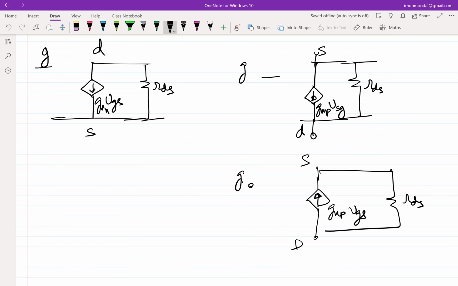Any questions? Pardon? No, I didn't make any change, right? I just changed this VSG and made it VGS, so I had to change the direction also. So this is equal to minus GMP times VGS. Now if I have to remove that negative term, I have to flip the direction of the current. So I did a double negative.